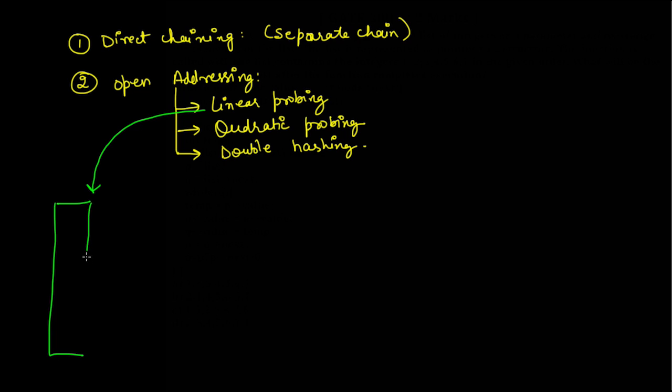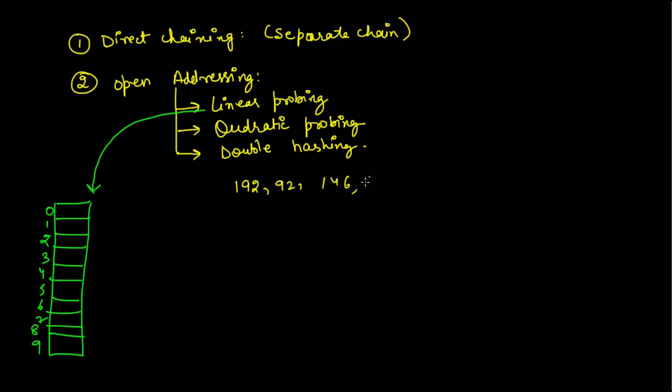For example, this is your hash table, and it is containing some data, and there are 10 index locations here, right? So this is 0, 1, 2, 3, 4, 5, 6, 7, 8, and this is 9. These are the 10 index locations, and the numbers you want to store into this hash table are 192, 92 maybe, 146, then 646, and then assume 91, then 93, 97, and so on. The first number is 192.